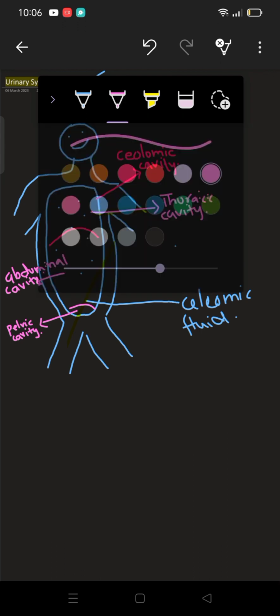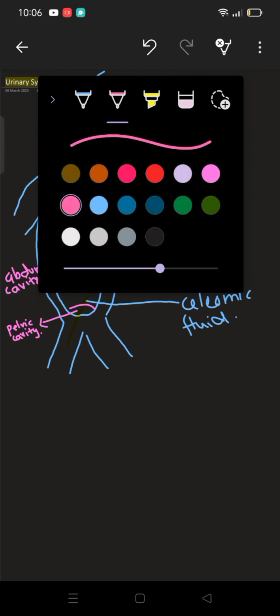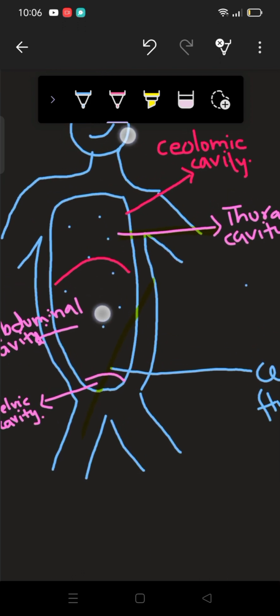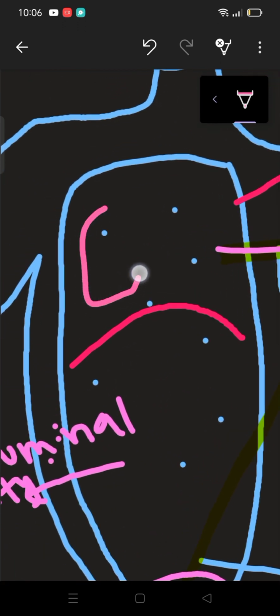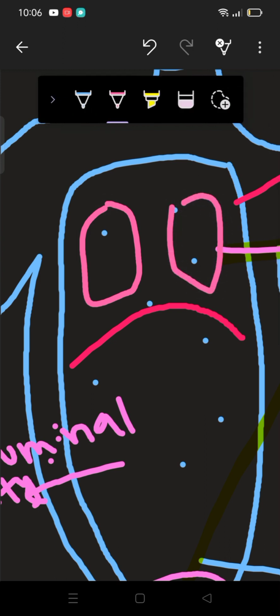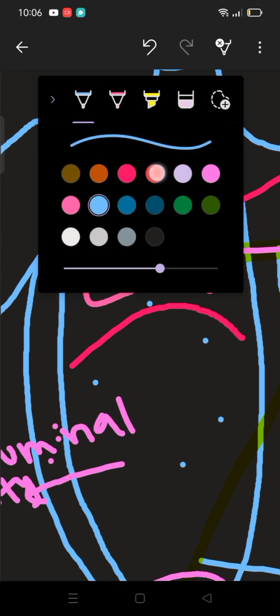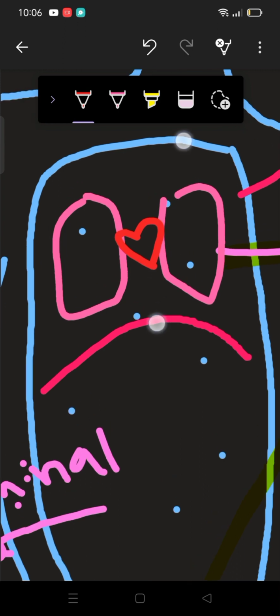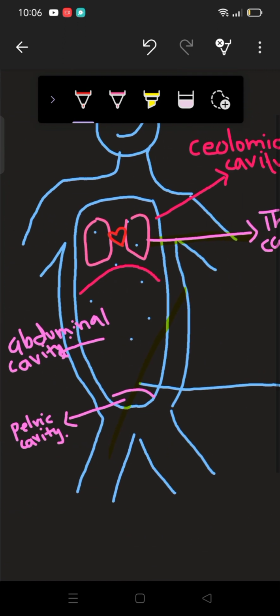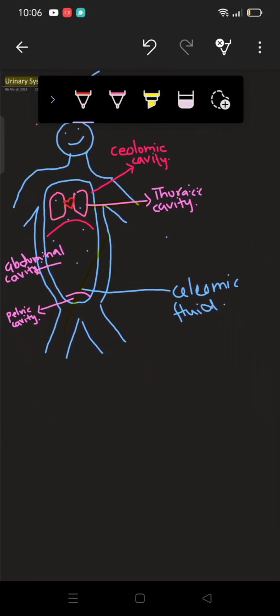In the thoracic cavity we do have lungs. These are the lungs, and here we have the heart. So this is basically the respiratory system. So the respiratory system is present in the thoracic part of the coelomic cavity.